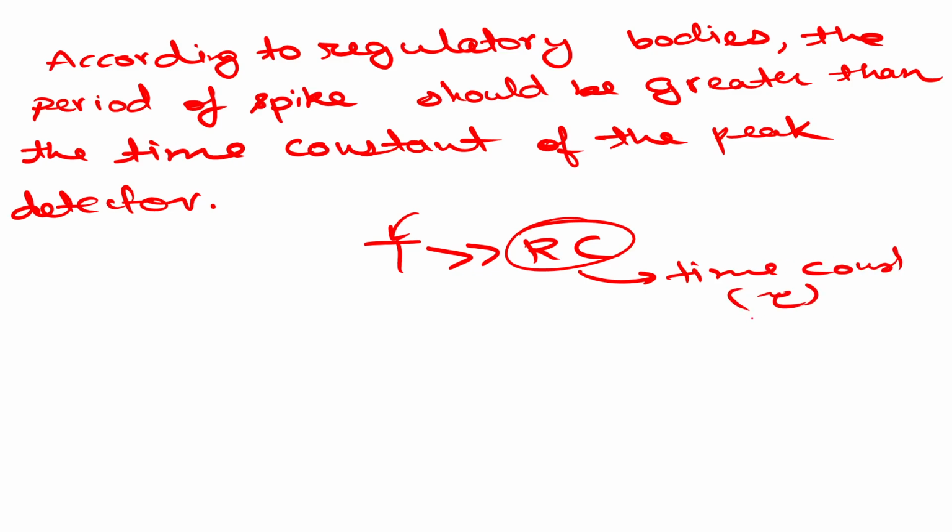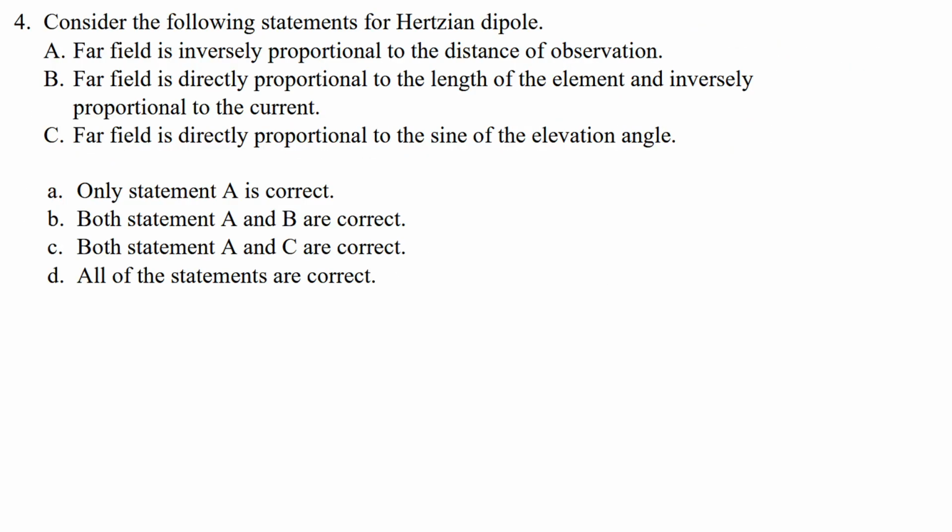Maybe we denote it as tau. So I hope this is clear. We will move on to question number 4. Consider the following statements for a Hertzian dipole. Hertzian dipole means that current element that the professor has discussed. So first we can read out the three statements that are given related to a Hertzian dipole.